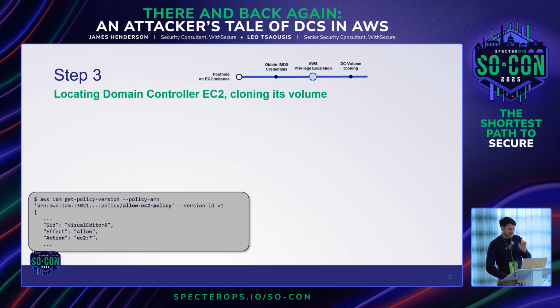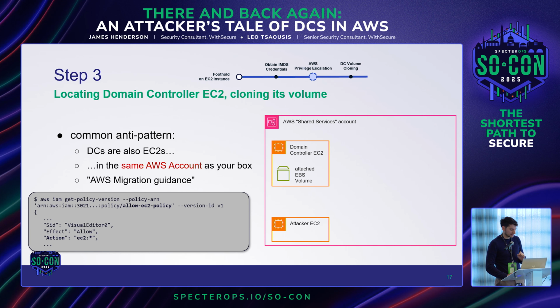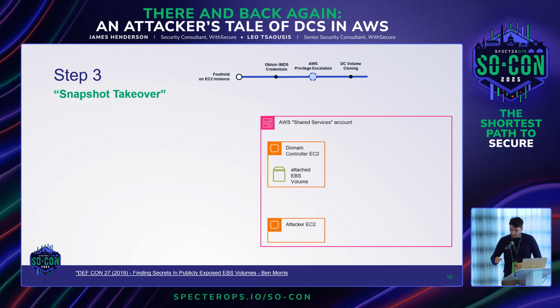Now, remember, the DC could also be an EC2 instance. And what we've seen multiple times is that DC EC2s are actually located in the same AWS account as the web servers, the box that you've compromised. Why is that? We see that pattern of shared services, which is part of the recommendation. When we discussed that with the client, they said that this was all migration guidance, put all these shared services in an AWS account. We'll talk a little bit about that later, about all the mitigation advice and migration advice.